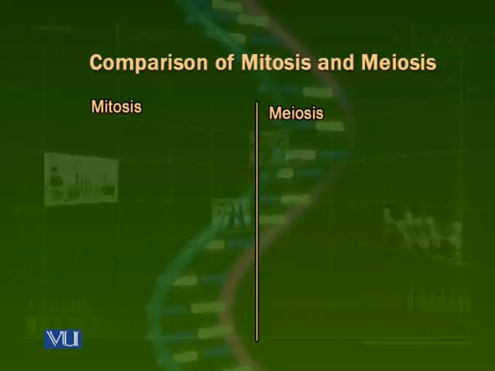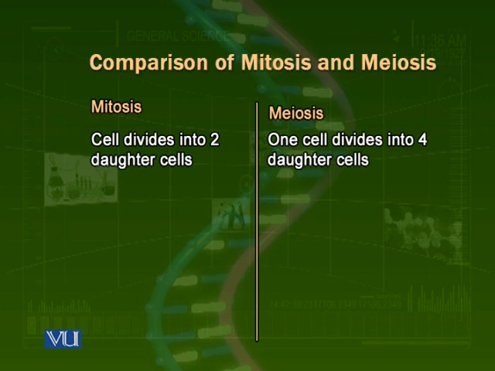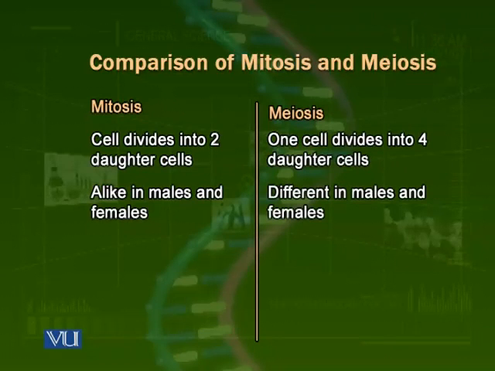Now we compare the processes of mitosis and meiosis. As we know, mitosis divides one somatic cell into 2 daughter cells. But in meiosis, one cell, the parent cell or the mother cell, is divided into 4 daughter cells. In mitosis, this is alike in males and females. The somatic cells of males and females, or every type of cell, their division is not different from each other. But meiosis is different in males and females because 3 are polar bodies and 1 is an ovum in females, but in males all of the 4 are sperms.